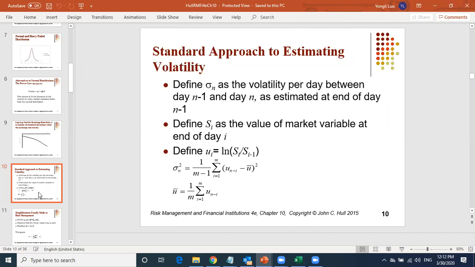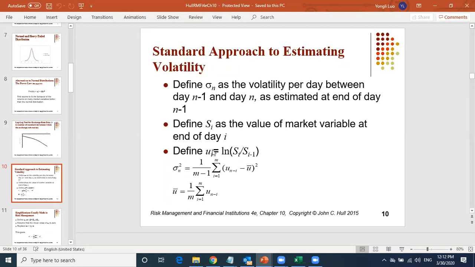Okay, to estimate volatility, we use a standard approach. The standard approach is we define delta as the volatility per day between day n-1 and day n, as estimated at the end of the day. So you get S_i, the value of the market variable. If you choose a stock, S_i is going to be the stock market closing price.